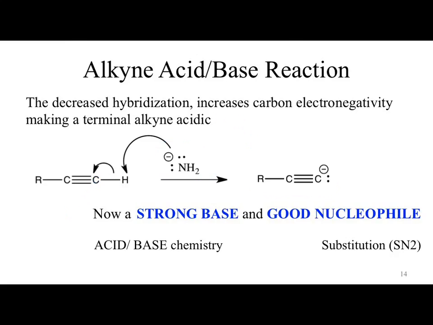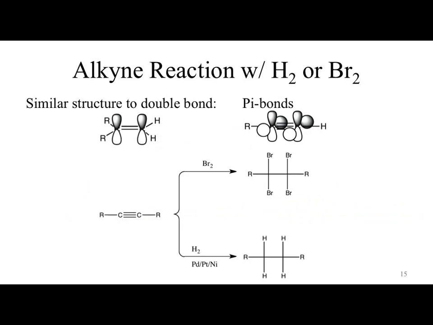The next thing that we could do, and I talked even less about this, is have alkynes react with hydrogen in a reduction, just like we do with our alkenes. We can also react them with bromine, or for that matter, chlorine. Because there are two pi bonds, both pi bonds will react. If we react with hydrogen, we react once to form an alkene. As long as we still have hydrogen and catalyst there, we're going to react again to form our alkane.